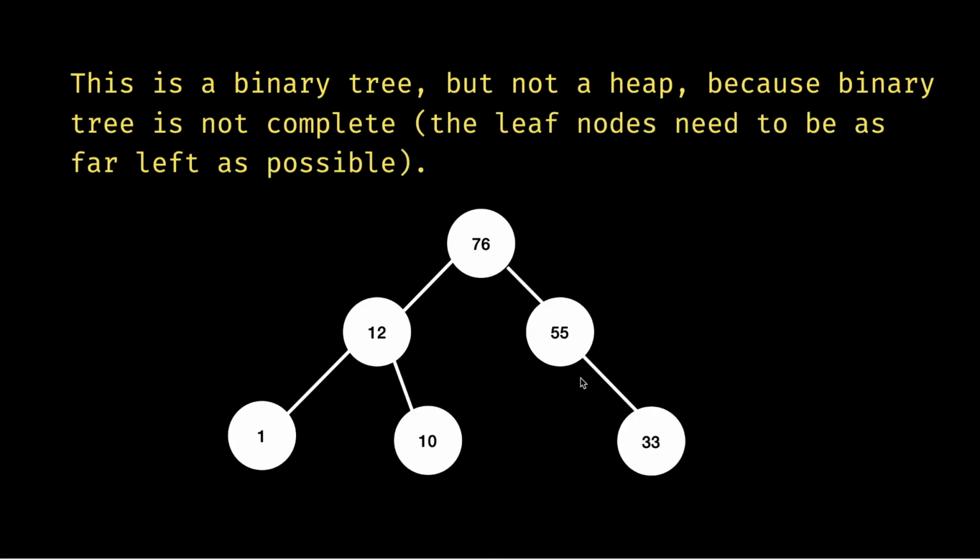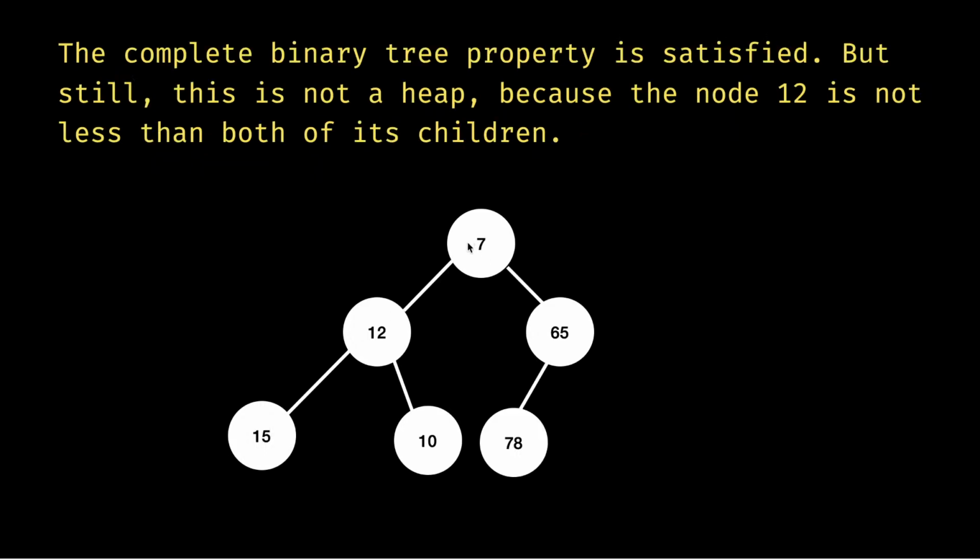Now let us see here. This is a binary tree, but still this is not a heap because it is not a complete binary tree. For it to be a complete binary tree, all of the leaf nodes should be as far left as possible. If we imagine a magnet here, then this 33 should come to the left side, right? So this is not a heap.